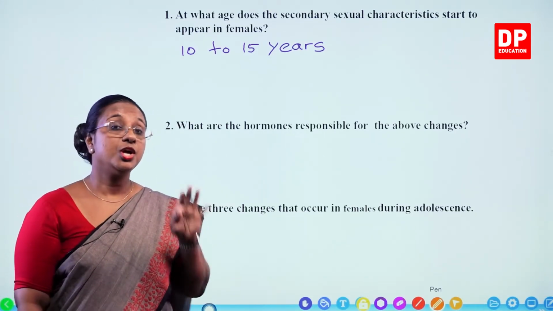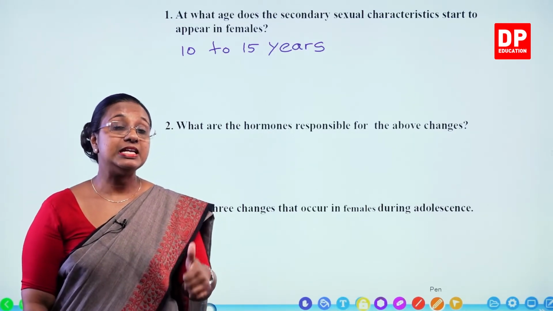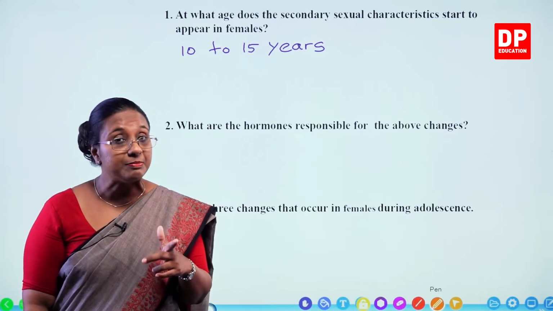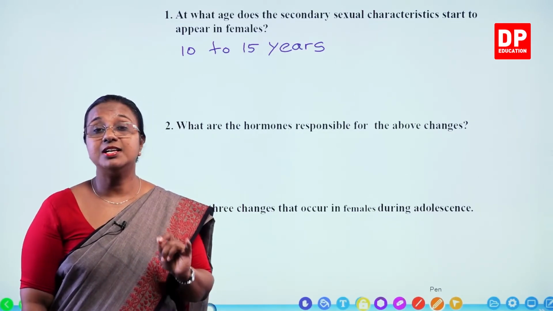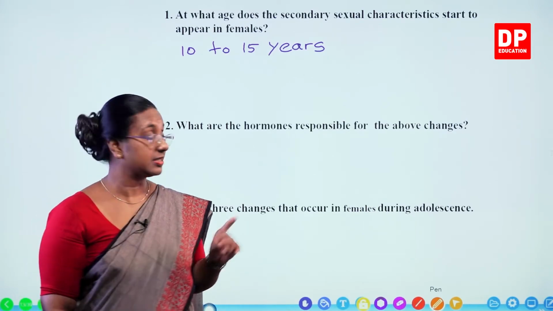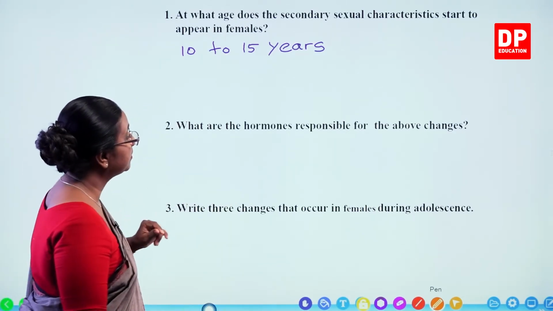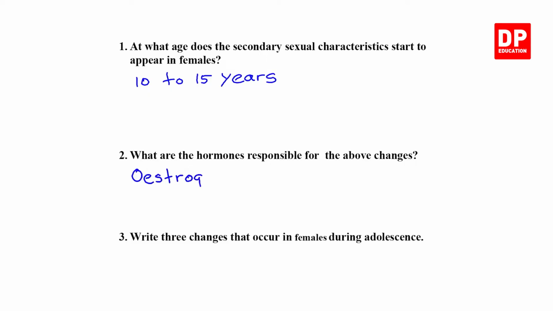What are the hormones? You all know there are 4 hormones related to the female reproductive system. Estrogen, progesterone, those are the lipid hormones. They are produced by the ovary itself. And they are the ones that are responsible for the development of secondary sexual characteristics. So, what are the hormones responsible for the above changes? Estrogen and progesterone. Those are the 2 hormones.